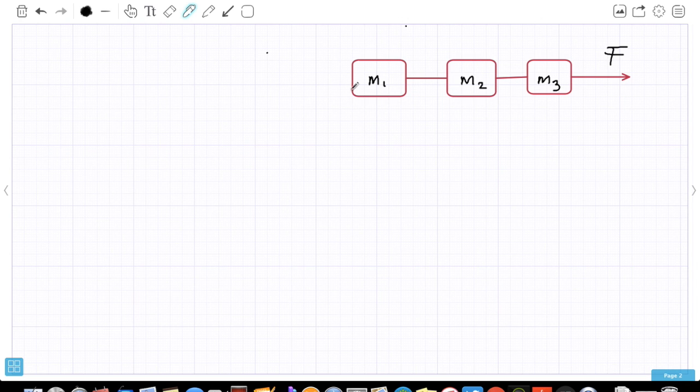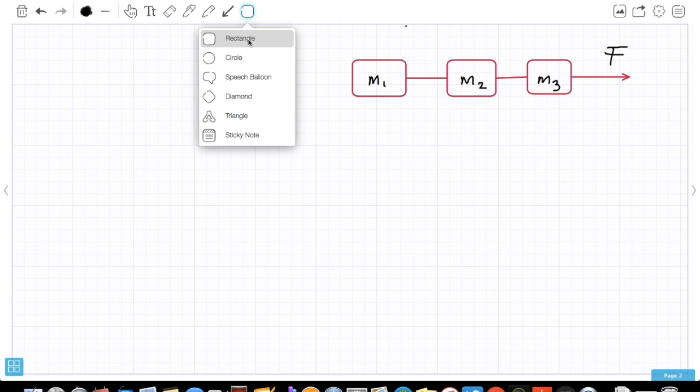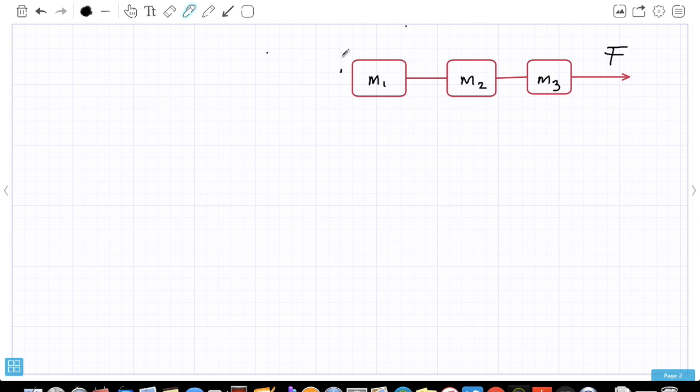So what we're going to do is assume they're all together in one big mass, and let's just draw a little dotted line here to indicate that that's happening. And we'll have this be one big supermass. So right now we're going to try to find acceleration. On our supermass, our net force is equal to the force F only.